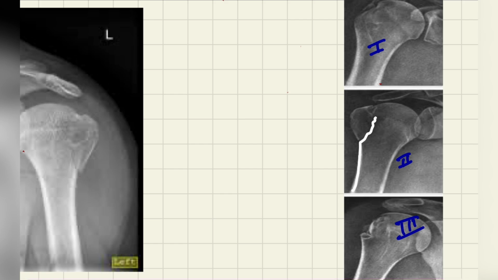Now let us look at the second X-ray, which is a type 2 kind of injury of the greater tuberosity. Here, moving with the cortical line, we can clearly see that there is a large breach in the greater tuberosity, and here it is a large fragment of the fracture.